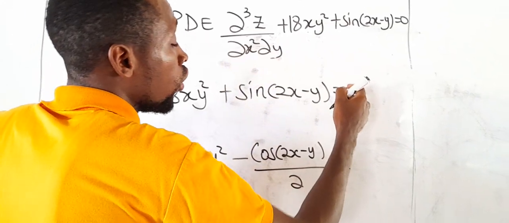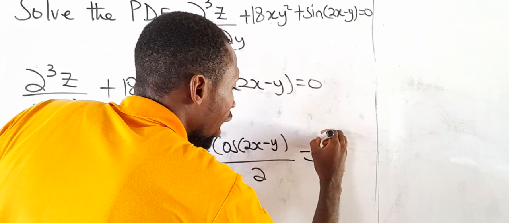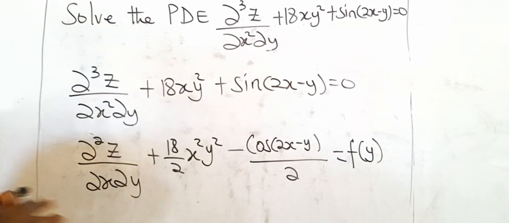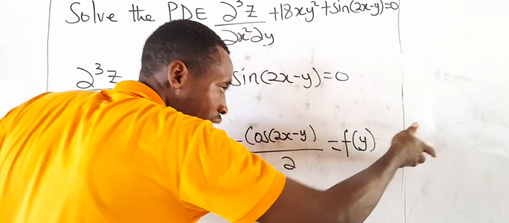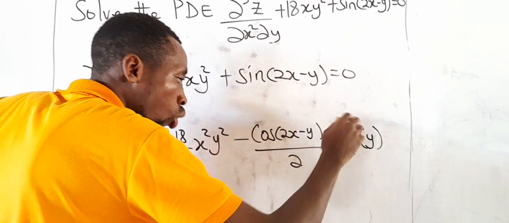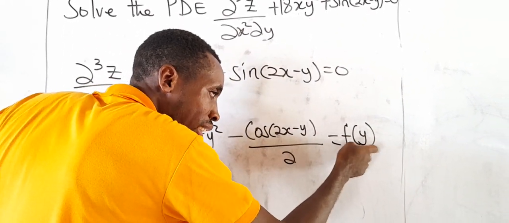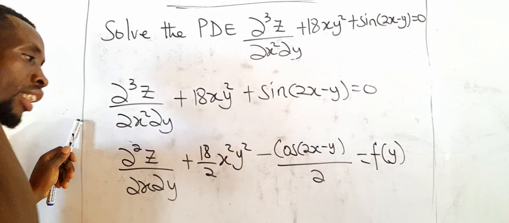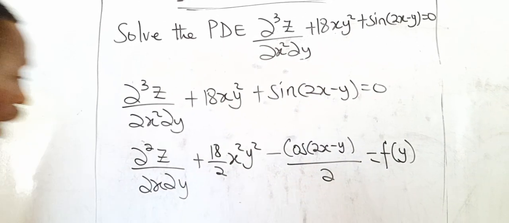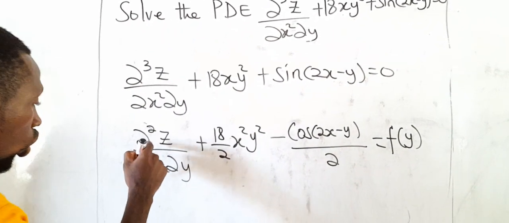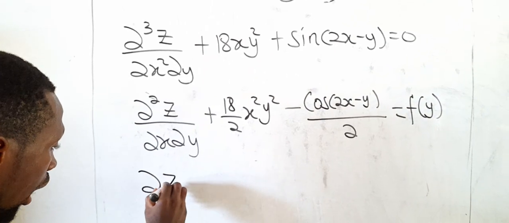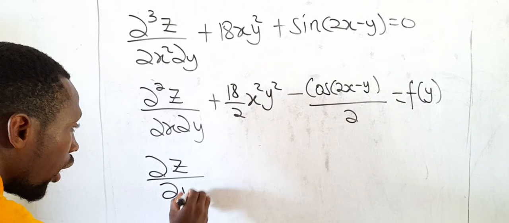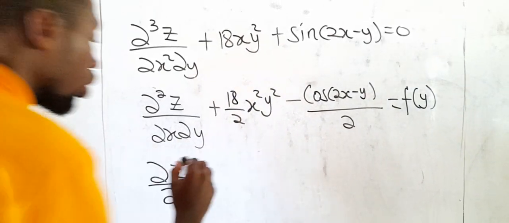Now, let's go. Then to be equal to what? An arbitrary constant of y. Remember the constant of integration, what we have been saying, plus c. But this one, since there are two variables, we say to be equal to an arbitrary constant of what? Of y. Remember, we are integrating with respect to x. Get that very well. Now we do the integration again with respect to x. So this will reduce to become del z over del y. The del x will go away.